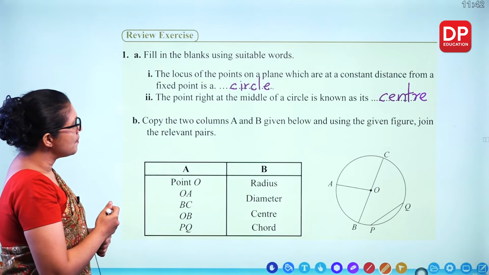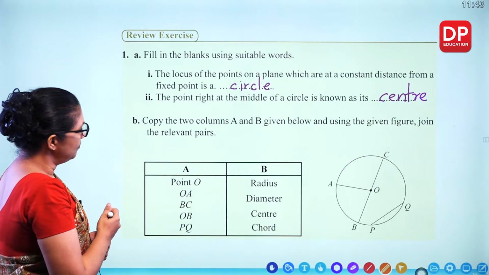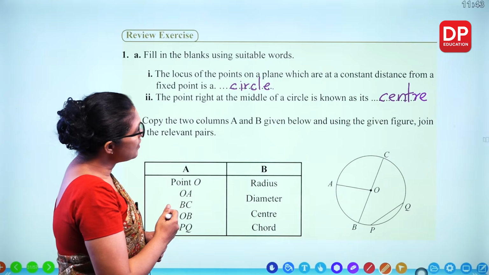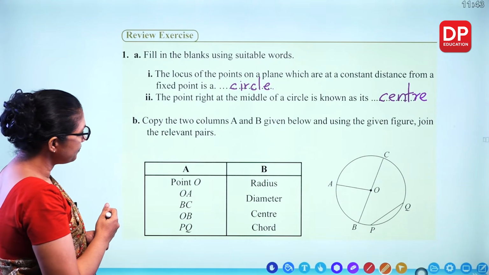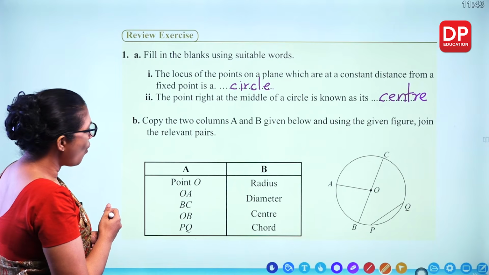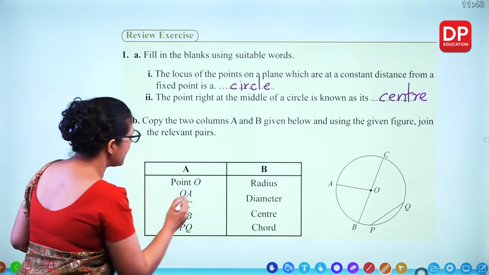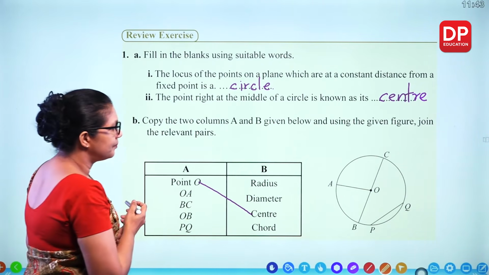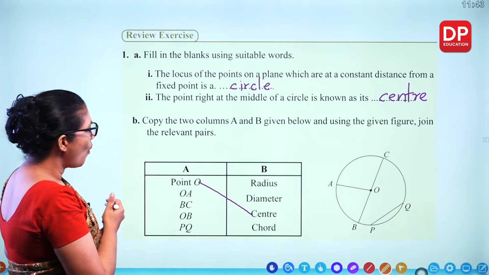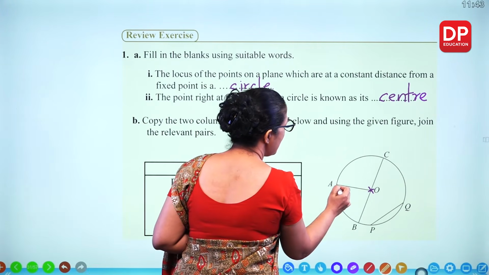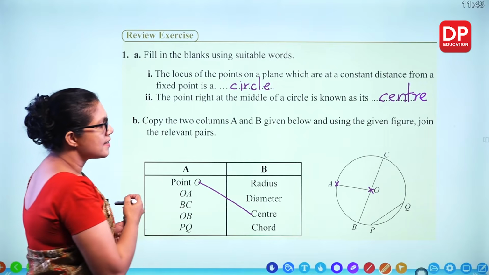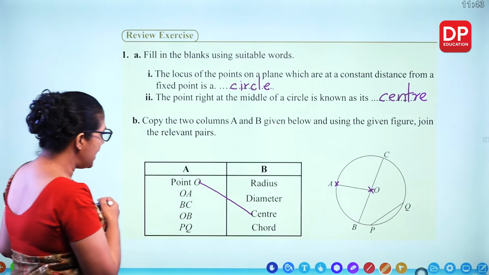Copy the 2 columns A and B given below and using the given figure, join the relevant pairs. Point O is the center. Look at the diagram. OA, center to any point on this circle. That's called radius.